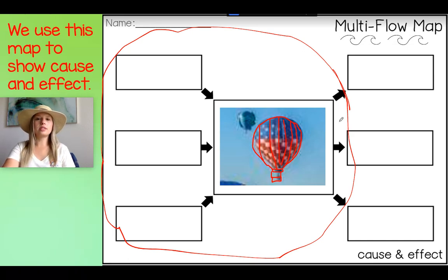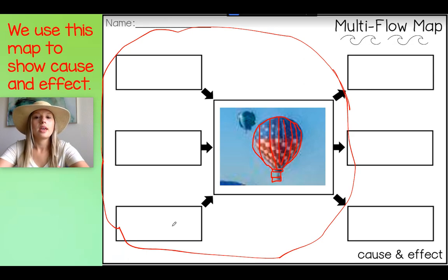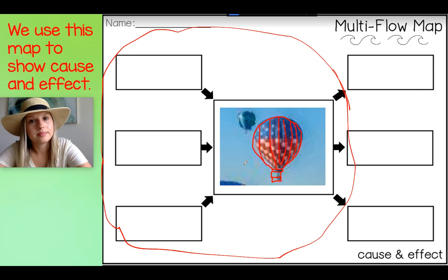Okay. With a Multi-Flow map, we use the map to show cause and effect. So we need to show how the balloon got in the sky. We want to know how the balloon got in the sky. To show how the balloon got in the sky, we need to write 1, 2, 3 reasons the balloon got into the sky. So, how'd the balloon get in the air? What did it use?